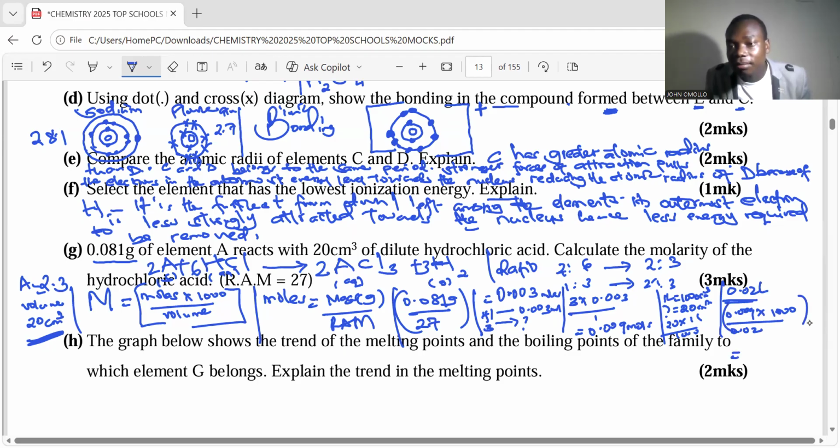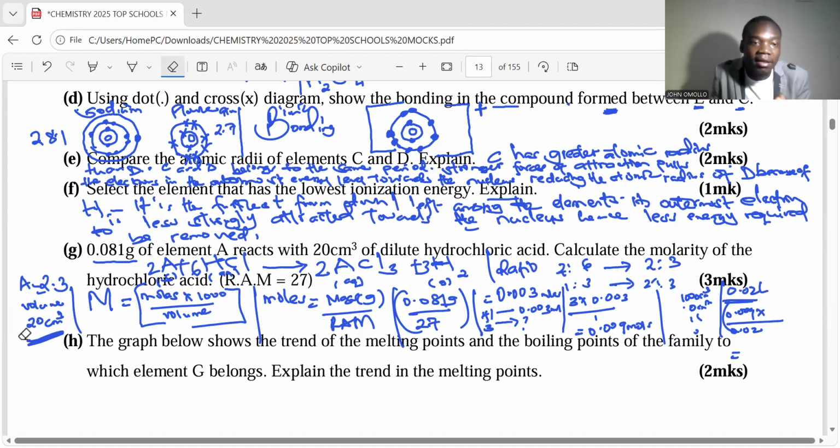Remember I said molarity is equal to moles times 1000 over volume. 0.009 divided by 0.02 gives 0.45. And because we have already converted this 20, we are not supposed to multiply by 1000 again. That is a reminder. This 1000 is just converting this cubic centimeter.